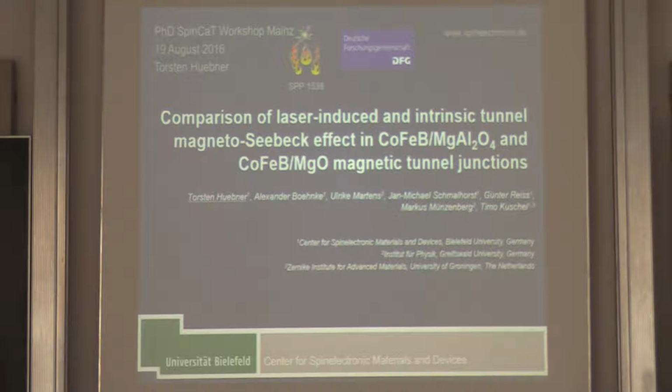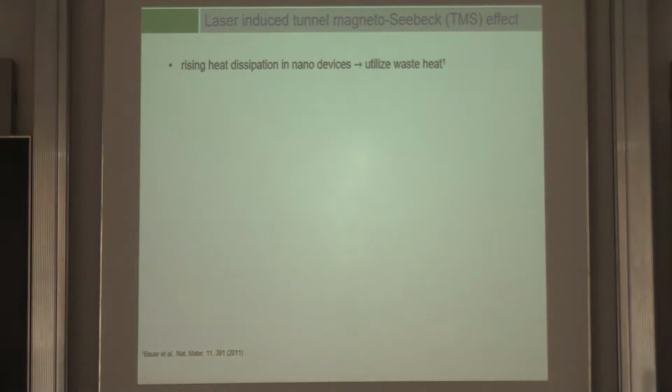And so what I want to talk about is the comparison of the laser-induced and the intrinsic tunnel magneto-Seebeck effect in those two different element systems in magnetic tunnel junctions. So we have the cobalt iron boron magnesium aluminate and cobalt iron boron MgO. And I want to talk just shortly on these two different methods, just to give you an overview and an introduction to that.